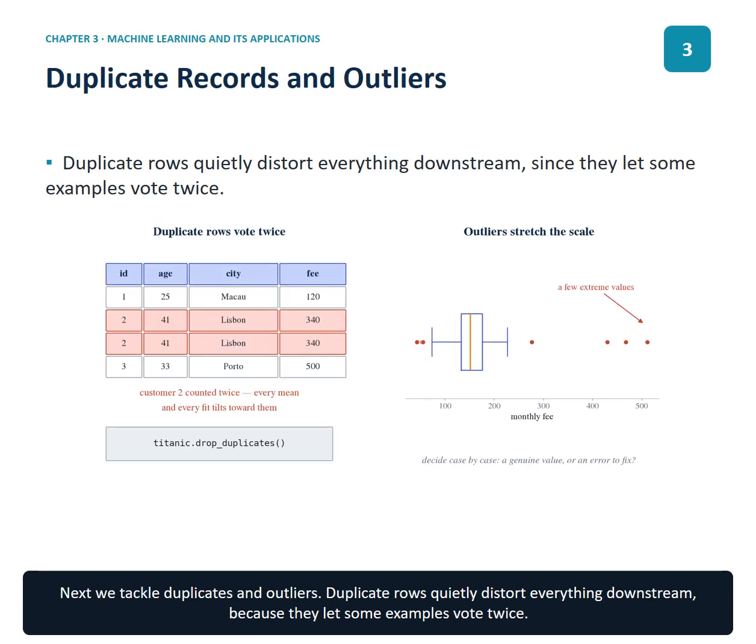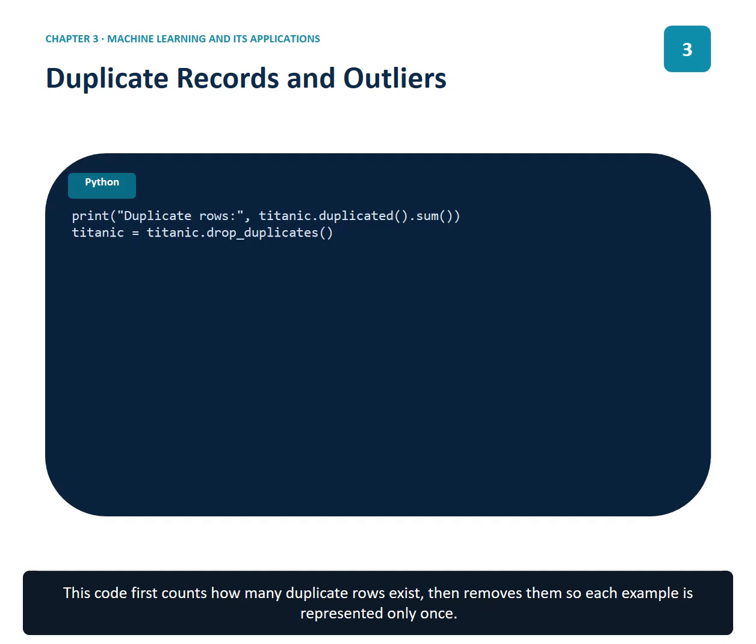Next, we tackle duplicates and outliers. Duplicate rows quietly distort everything downstream because they let some examples vote twice. This code first counts how many duplicate rows exist, then removes them so each example is represented only once.